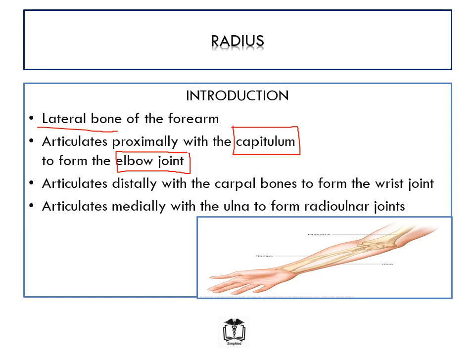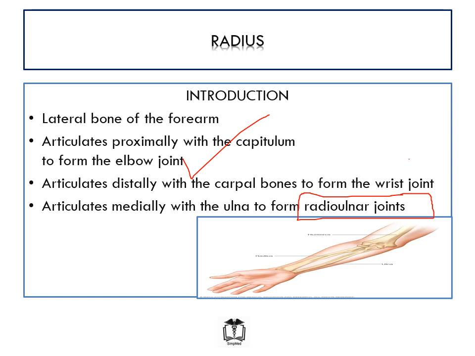The radius articulates with the carpal bones of the hand to give rise to the wrist joint. We'll talk about that when we get to the joints of the upper limb. And then finally, the radius also articulates with the ulnar bone within the forearm, and that articulation is found medially. The name of the joint that they give rise to is called the radioulnar joint. So we can say that the radius gives rise to three major joints: the elbow joint proximally, the wrist joint distally, and the radioulnar joint medially.